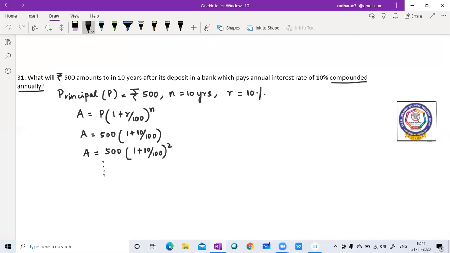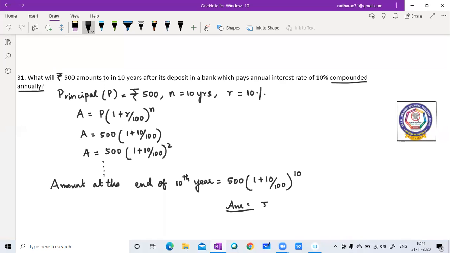So the amount at the end of the 10th year. Here P is 500, and every time 1 plus 10 by 100 is multiplied. So the amount at the end of the 10th year is 500 into (1 plus 10 by 100) the whole power 10. Is it clear? Answer is rupees 500 into (1 plus 10 by 100) the whole power 10.